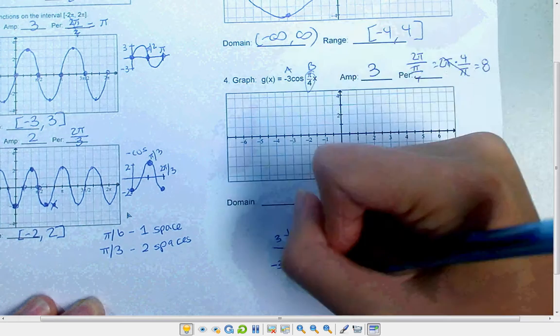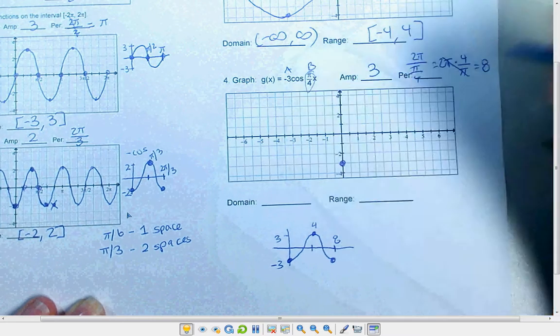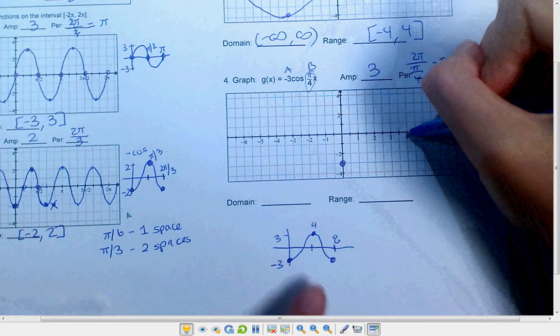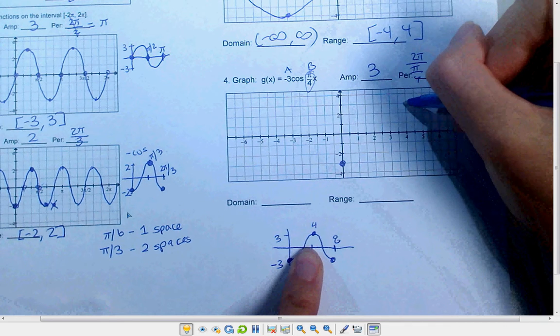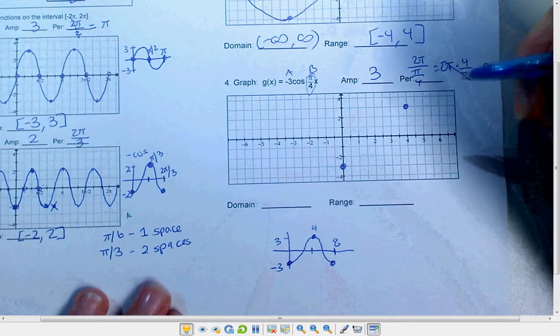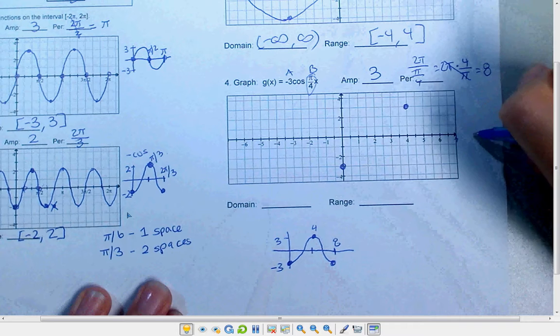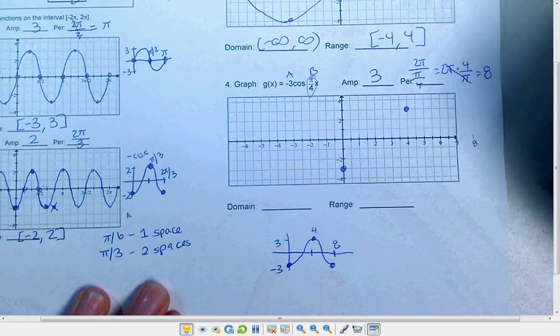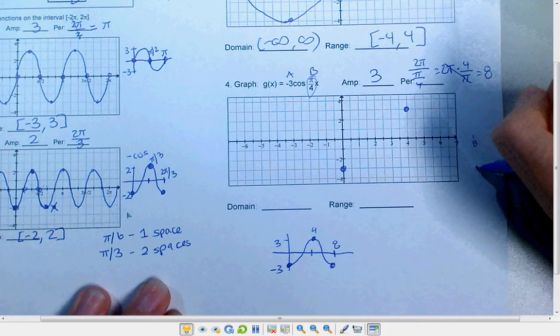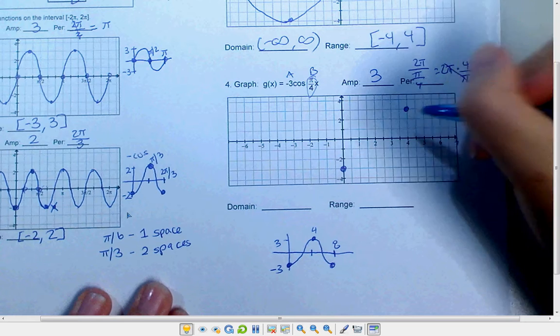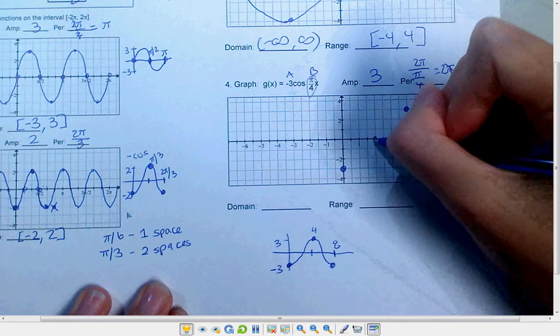Okay, so let's plot this function. We want to start at -3, 0. At 4, we want it to go all the way up to 3. And then at 8, so this is 7, it's kind of off our graph. This is 8. We want 8 to go back down to the -3. So we're just going to connect our points. Halfway in between should hit the x-axis.